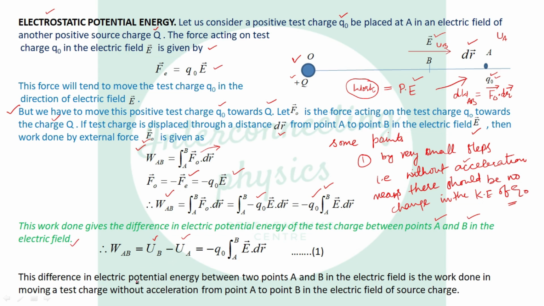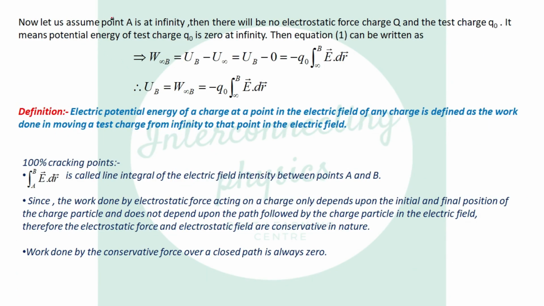So the difference in electric potential energy between the 2 points A and B in the electric field is the work done in moving a test charge without acceleration from point A to B in the electric field of the source charge. Okay.